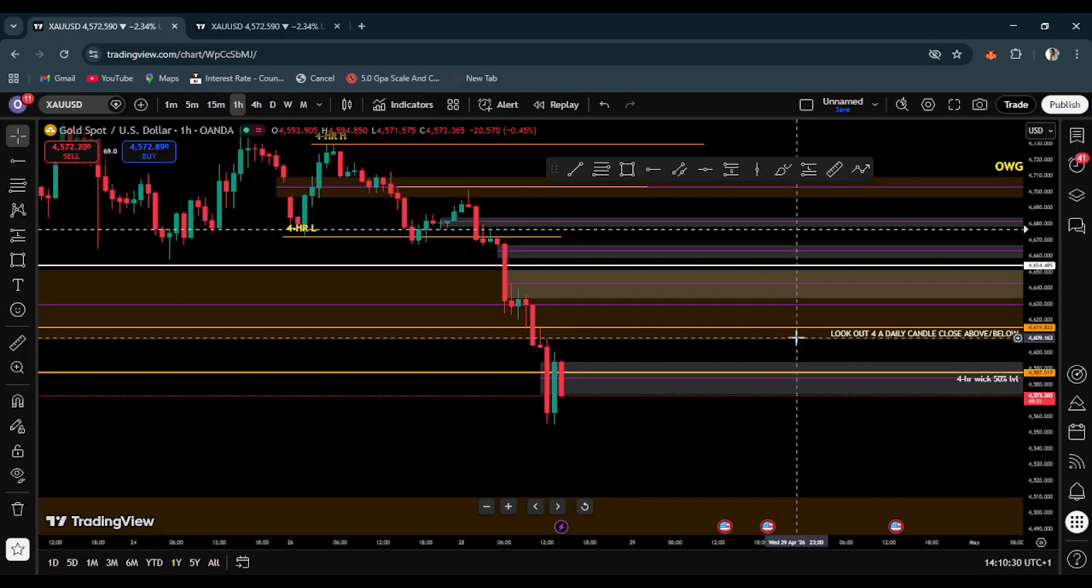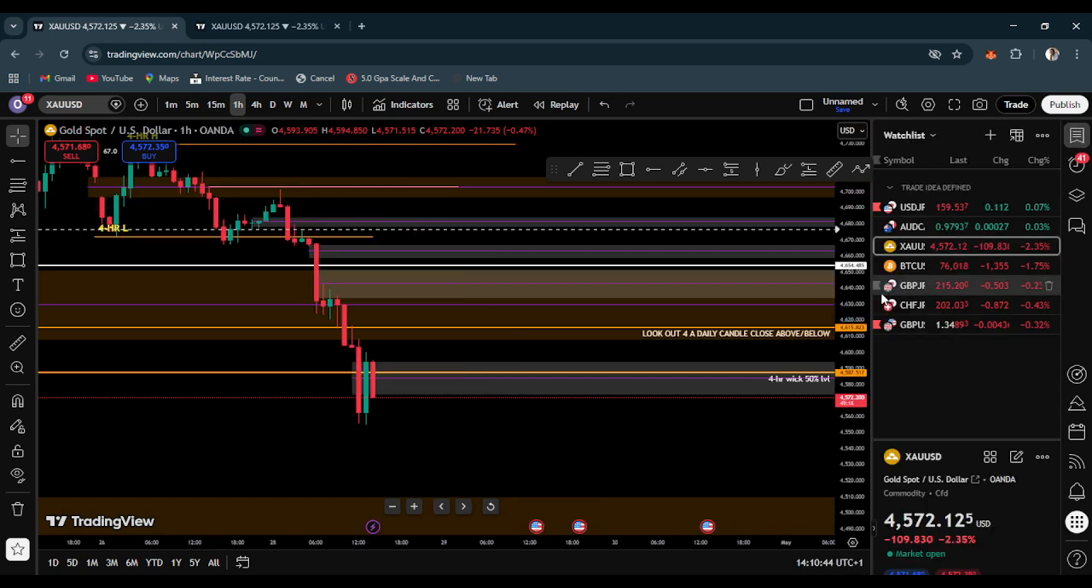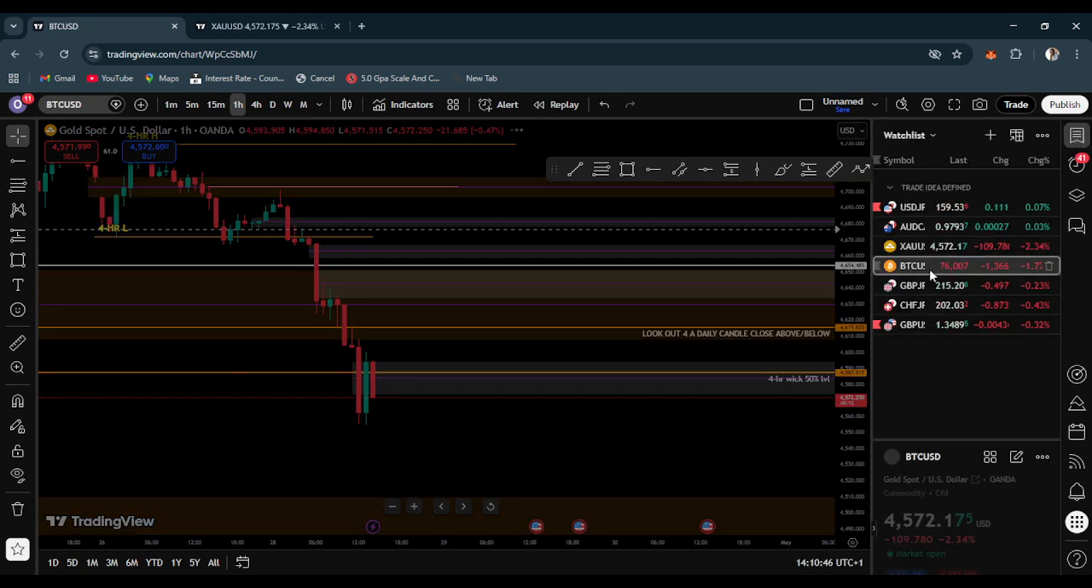That's basically what the market does. It moves from one price point to another, gets to a point where it has to make a decision, makes the decision, then continues lower. So that's what the market does. Timeout. Let's go to the next one. Let's go to BTC.